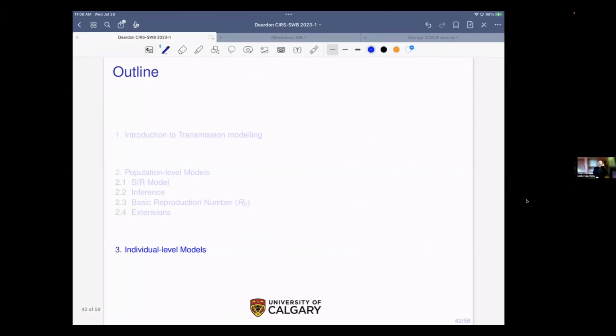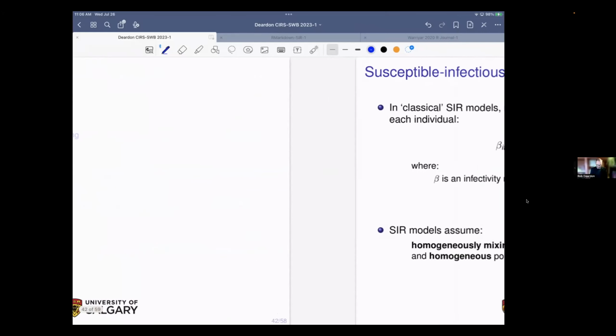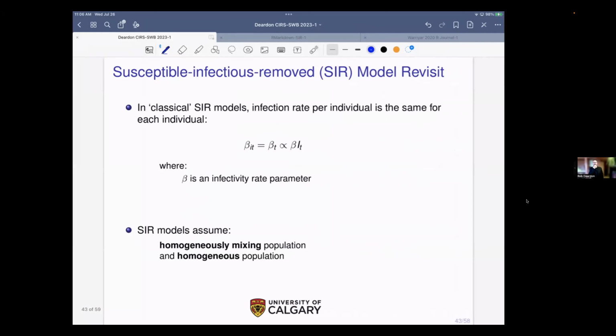All right, so I'll try and go through this quickly, but I'll just briefly talk about a different approach. Well, it's not really a different approach, it's an extension of these models, but perhaps it starts in a different place. Okay, so in our classical SIR model, I essentially had this situation, right?